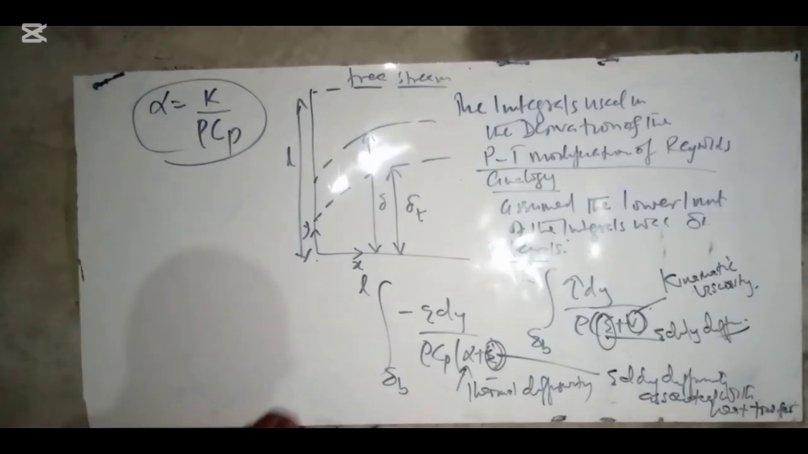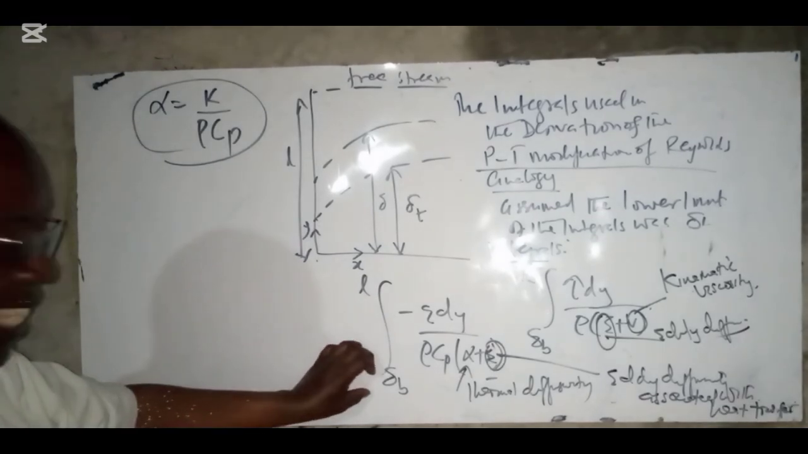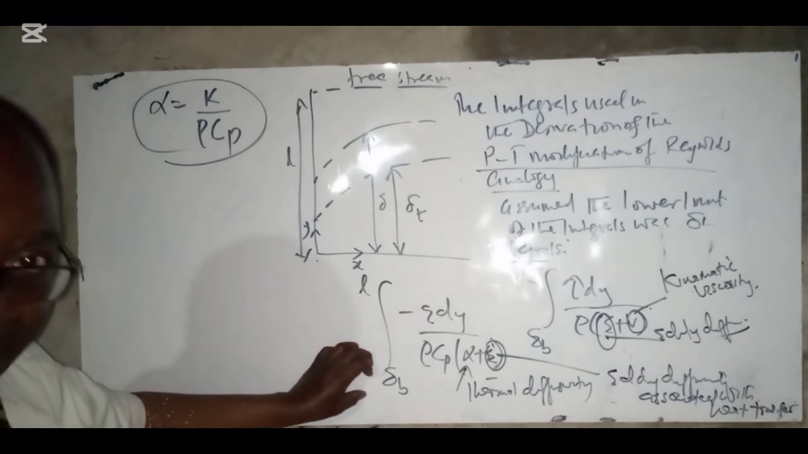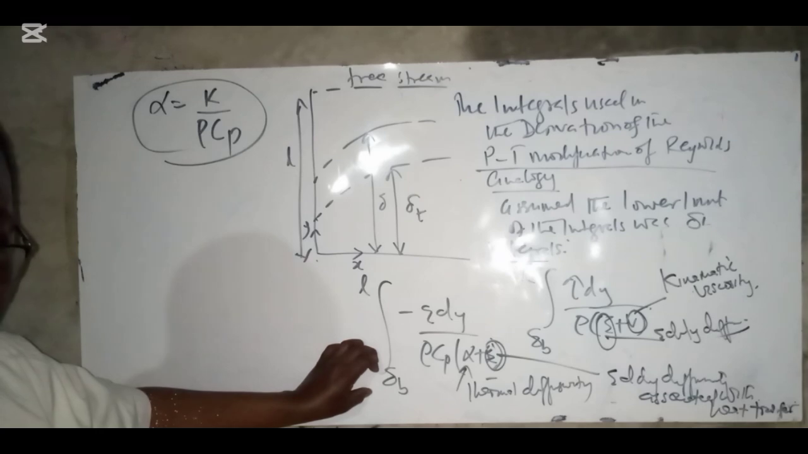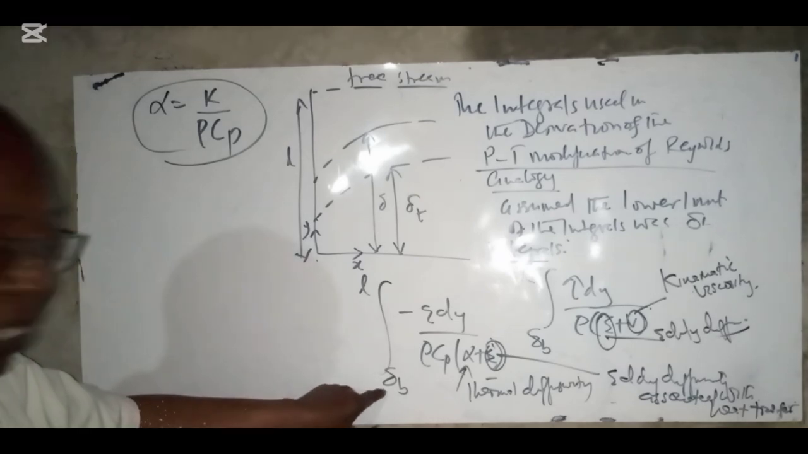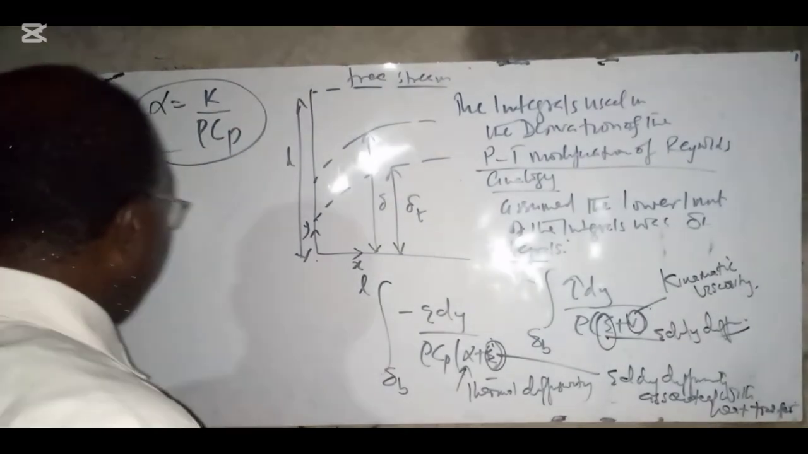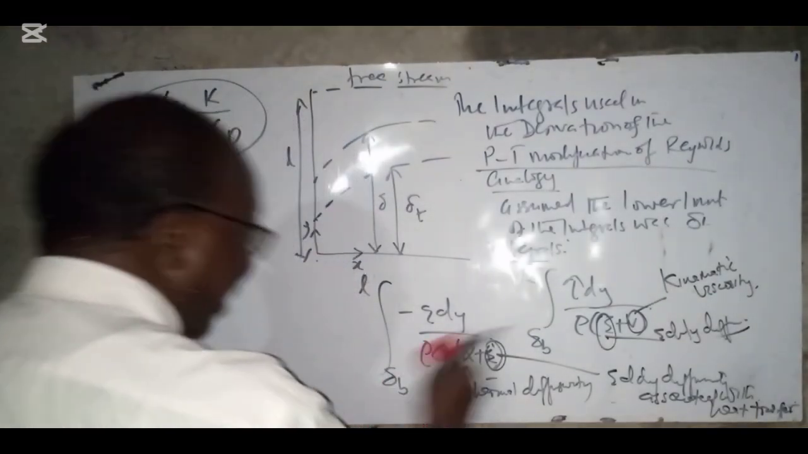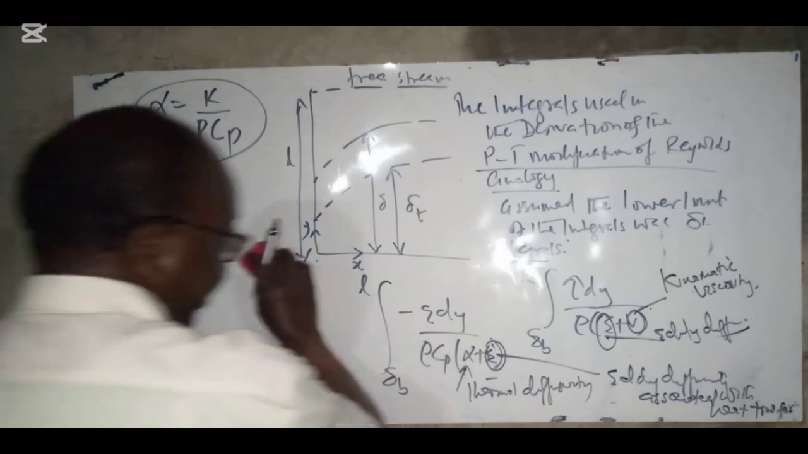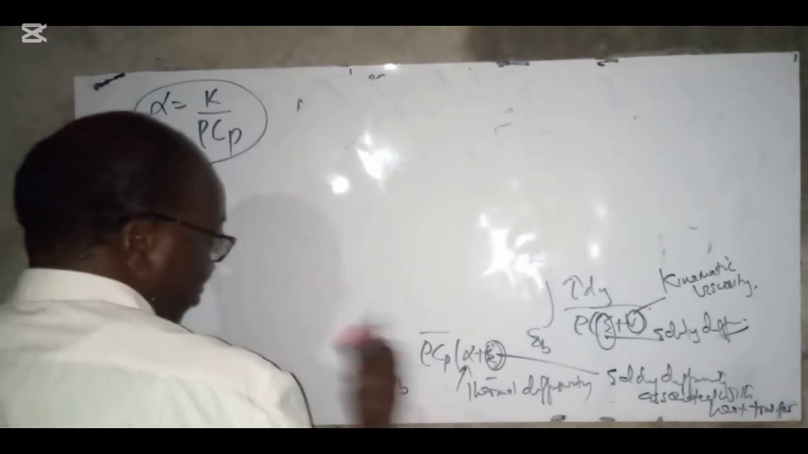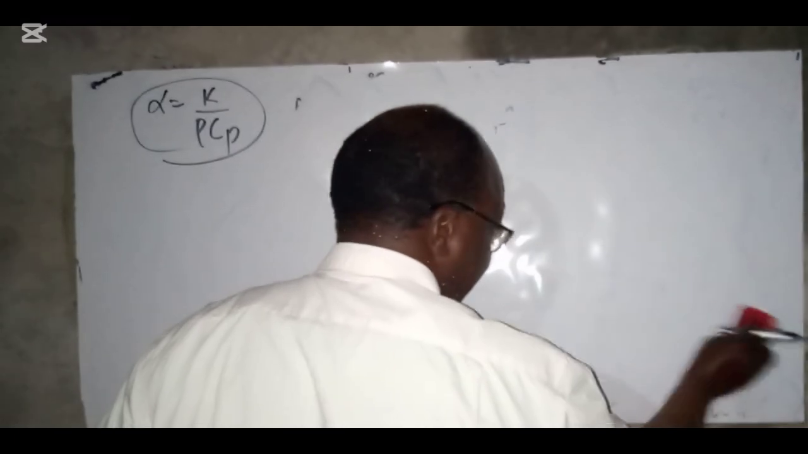So, one of the assumptions was that we took this as our lower limit. We didn't take 0 as the lower limit like it was in the Reynolds analogy. In the Prandtl-Taylor analogy, we took this thickness of the laminar sublayer sigma b as our lower limit. Now, this is partly one of the causes of those discrepancies, which is to be corrected using the von Karman's model.